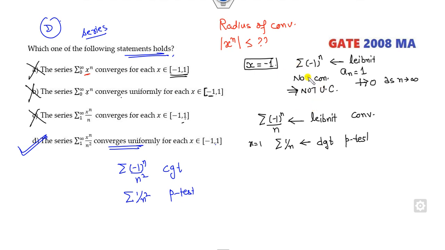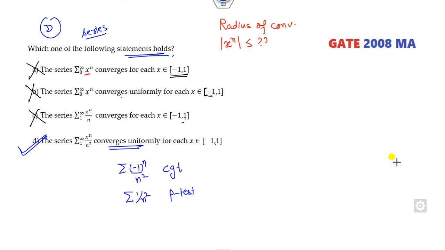Otherwise, this is the first method. You may apply the second method as well, like the radius of convergence. I can firstly take the second method for this series. You can start with the absolute value of this. What is that? From here you can see x is less than or equal to 1, so which is my 1. So what is that? It's a constant series.